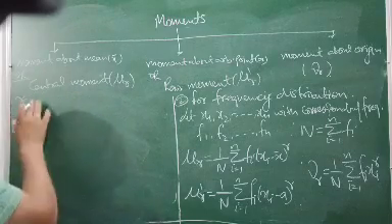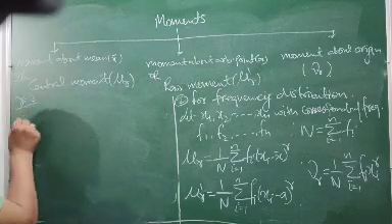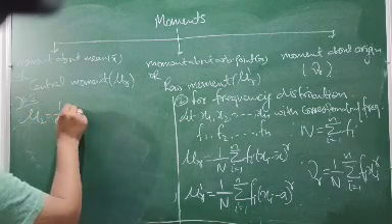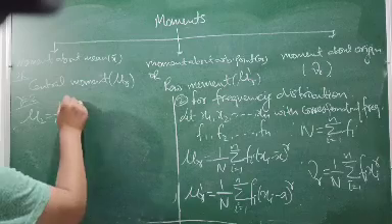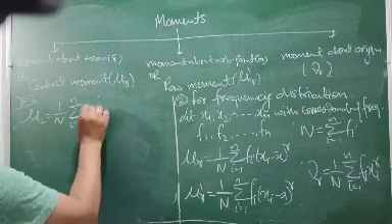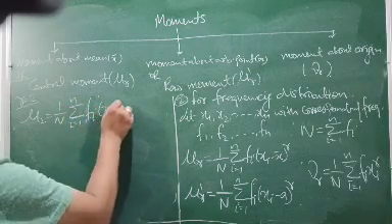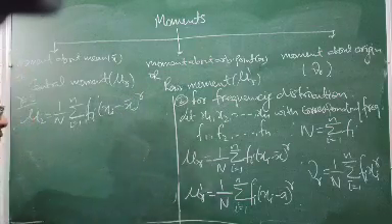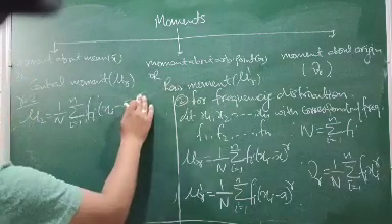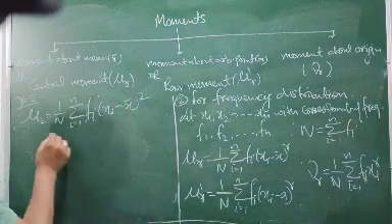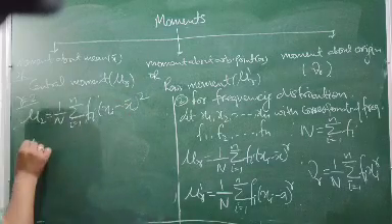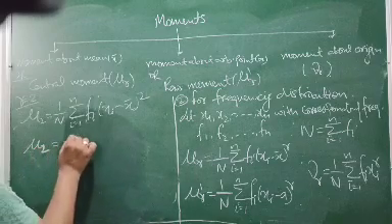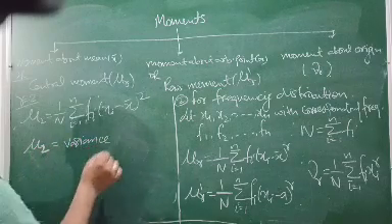If we put r is equal to 2, so we calculate mu2, which is 1 upon n summation i varies from 1 to n fi (xi minus x bar) to the power 2. So this is the mu2, and mu2 is also known as the variance of the given distribution.